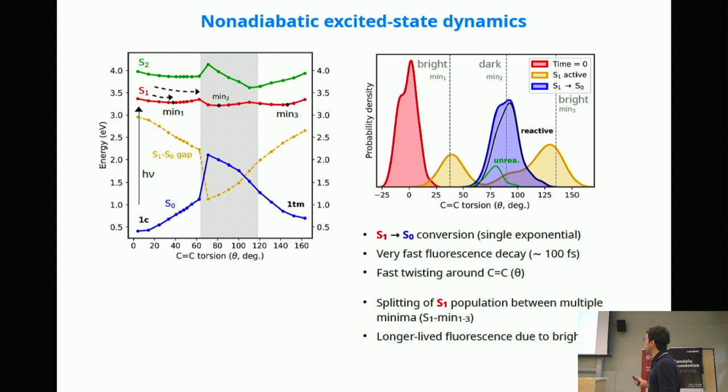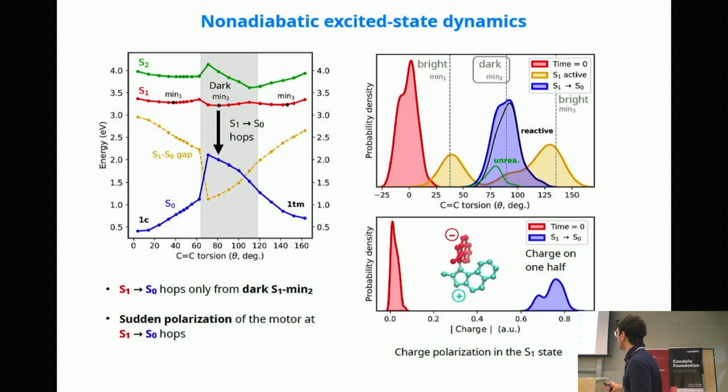We see that the initial distribution of surface hopping trajectories is split after the relaxation of the Franck-Condon state to populate the 3 minima. And the bright minima give rise to the weaker emissive intermediate state. Instead, the S1 to S0 transitions only occur at the dark, largely twisted minimum.